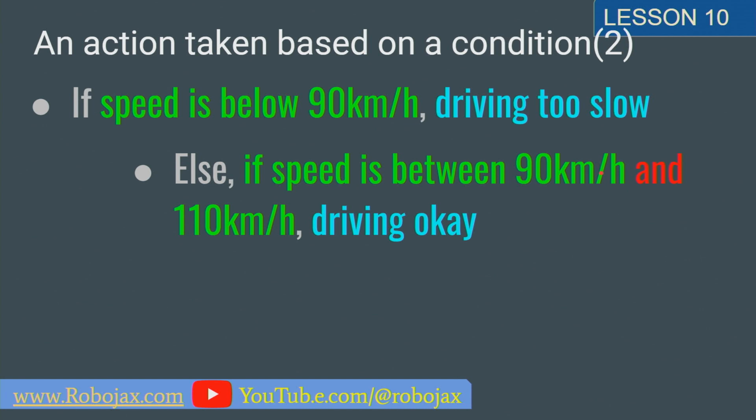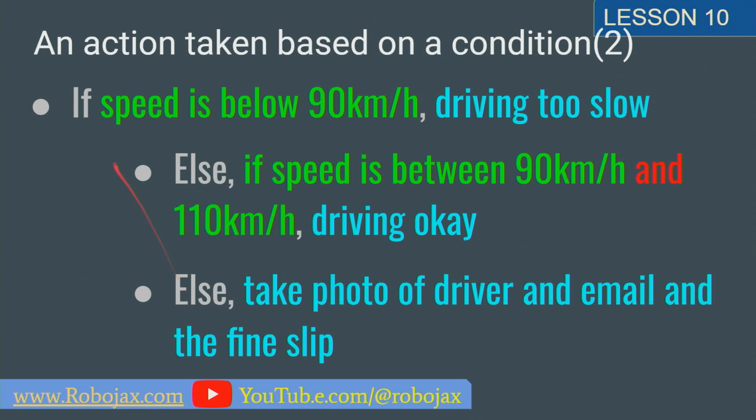In this case, we have two conditions with else. So this was the main if, and this is else. Else, take photo of the driver and email the fine slip. So this is, let's say, the traffic camera. If the speed is below 90 km per hour, it's too slow. Else, if it's between 90 and 110, driving okay, nothing happens. Else, take the photo and send it. So what it means is, it's not below 90 and not between 90 and 110, it means it's above. So send a fine ticket.